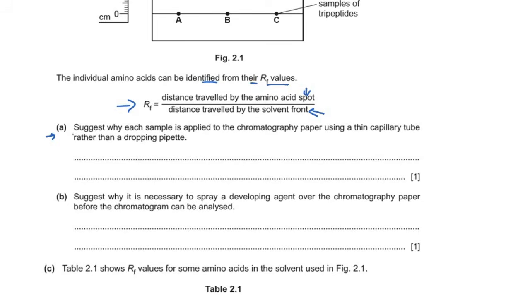Okay, the next sub question, sub question A. Suggest why each sample is applied to the chromatography paper using a thin capillary tube rather than a dropping pipette. Now if we talk about a dropping pipette, a dropping pipette is a little thicker, and a bigger drop will fall down if we use it. But if we use a capillary tube, it's going to form a very small droplet on the chromatography paper. So here they have asked, suggest why each sample is applied with the thin capillary tube.